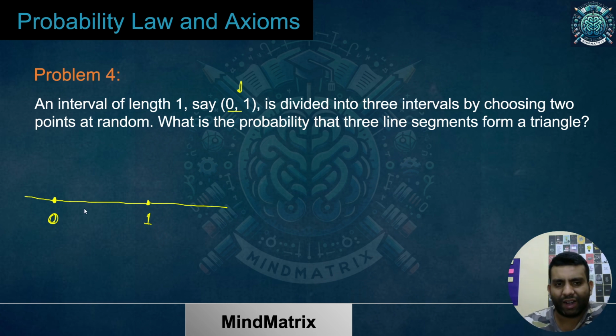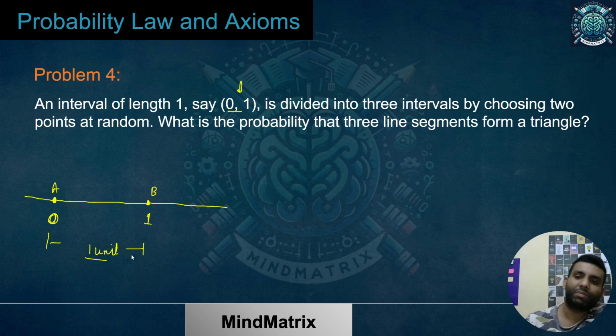So we have this line segment. What is the length of this line? Because it is from 0 to 1, by default 1 unit is the length of this line. I hope you are clear with that. Let's suppose this is point A and this is point B; the length of the line segment AB is 1 unit. Now it is being told that this line segment, or this interval, is divided into 3 intervals.